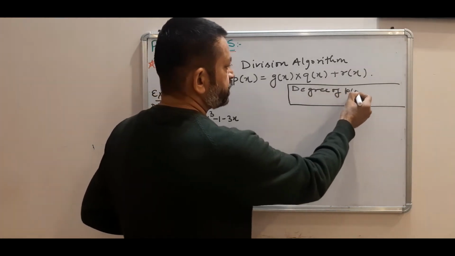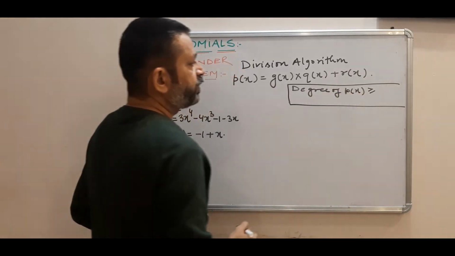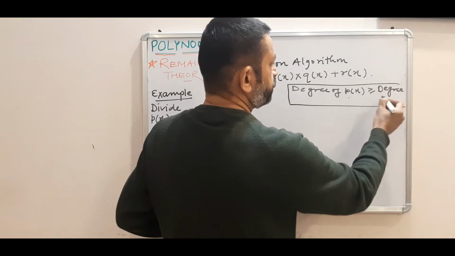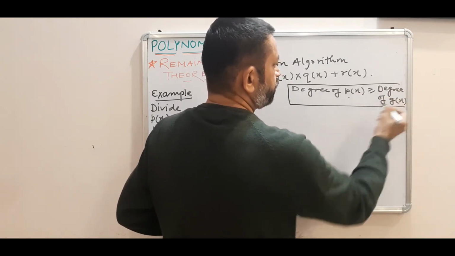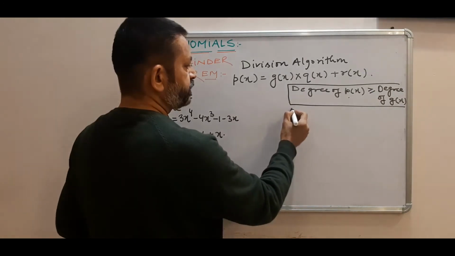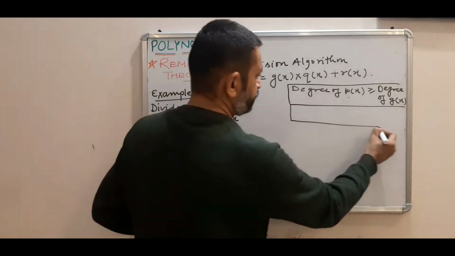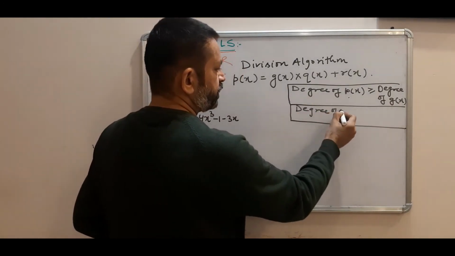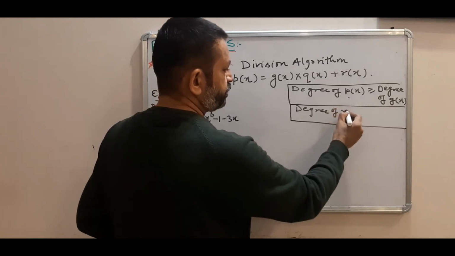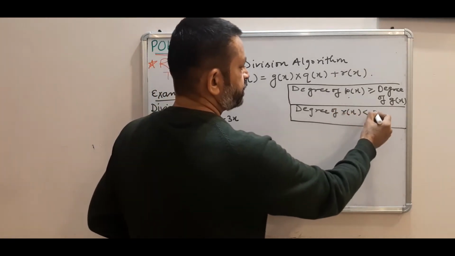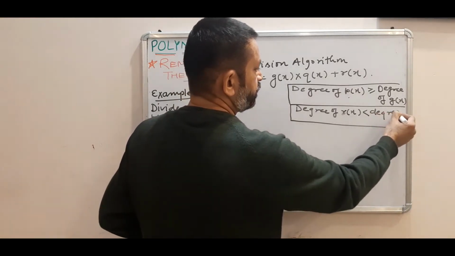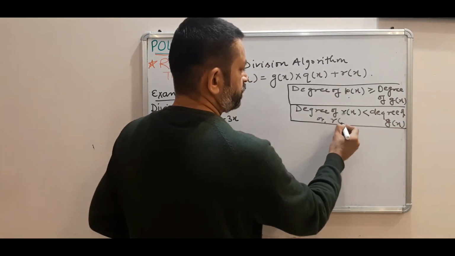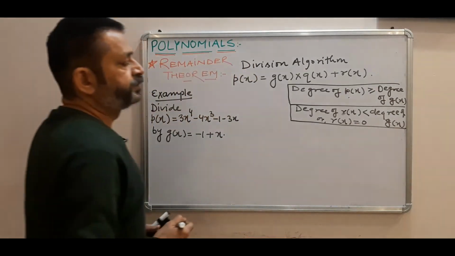Degree of p(x) will be greater than or equal to degree of g(x). And the second point is the degree of r(x) must be less than the degree of g(x), or r(x) will be 0.